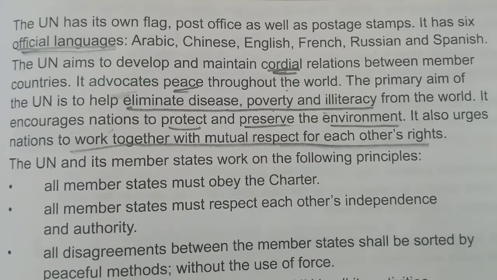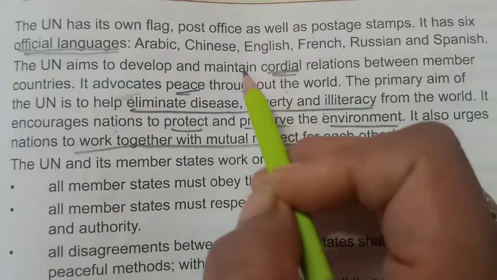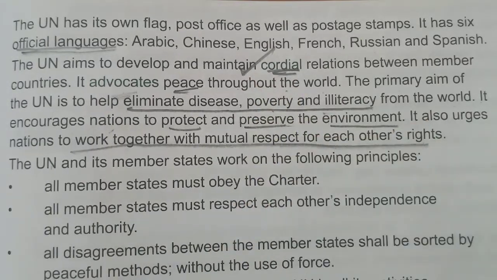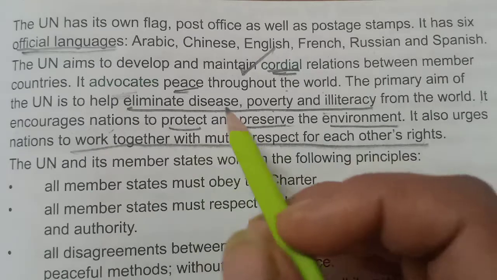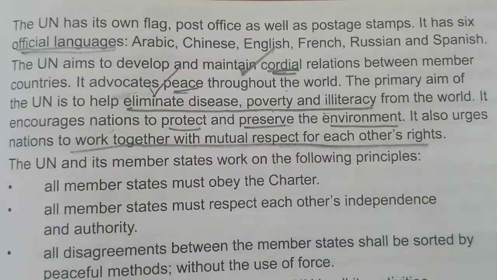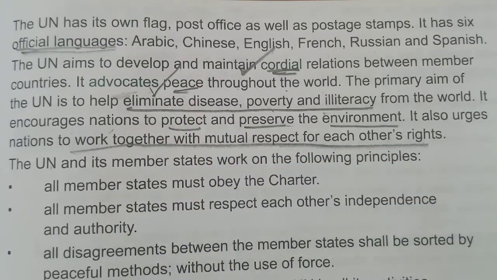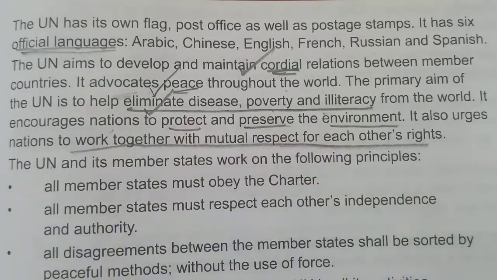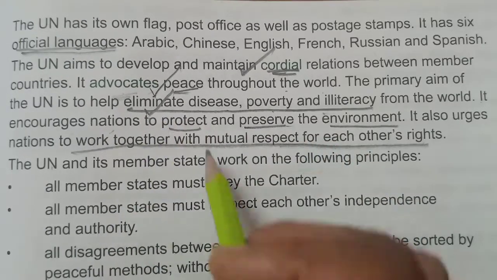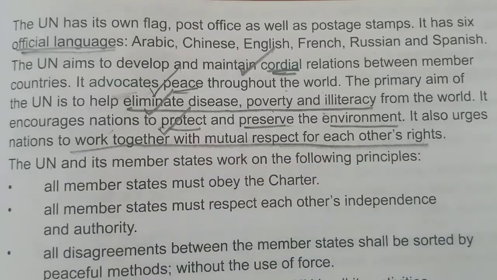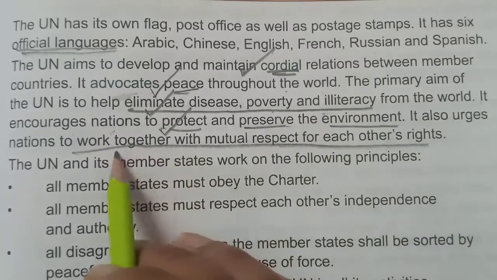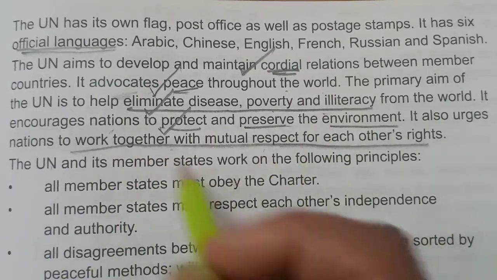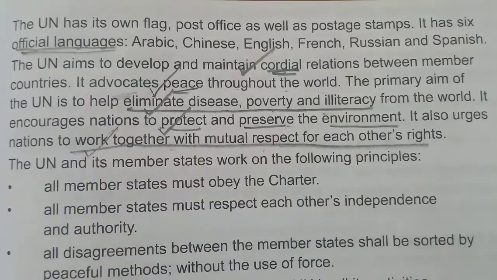So, the main aim of the United Nations is to develop and maintain cordial relations between the member countries, to support in favor of peace throughout the world, to eliminate disease, poverty, and illiteracy from the world, to protect and preserve the environment. For that, it encourages the nations to work together with mutual respect for each other's rights, to urge the nations. Is it clear, children?